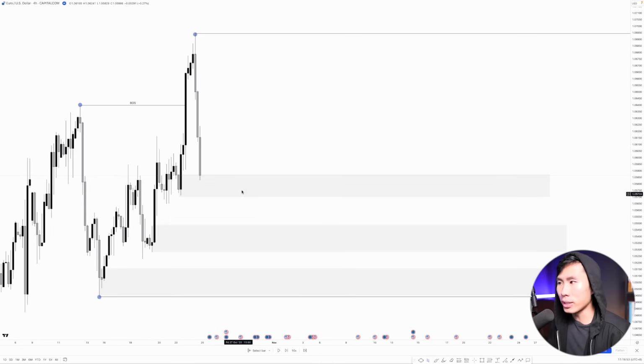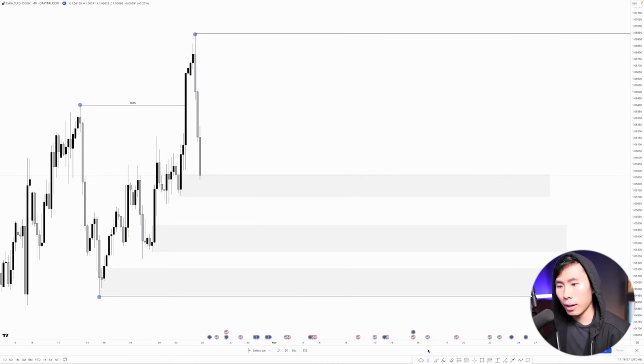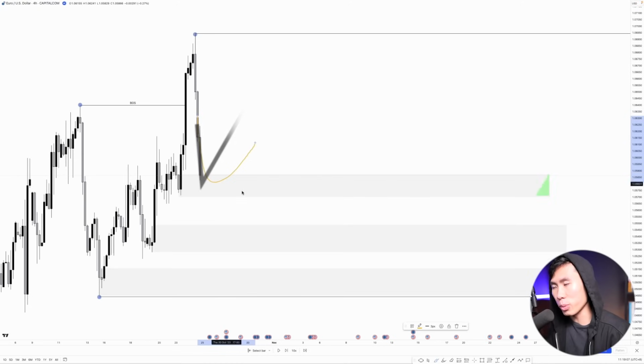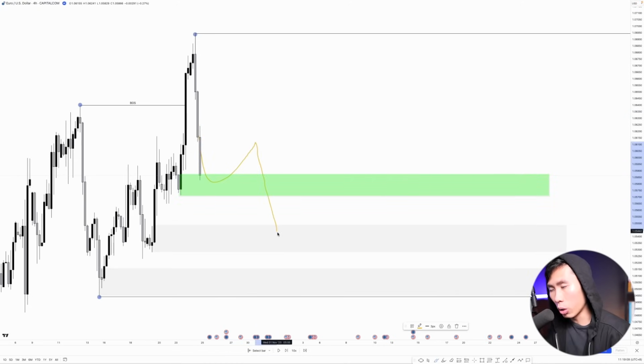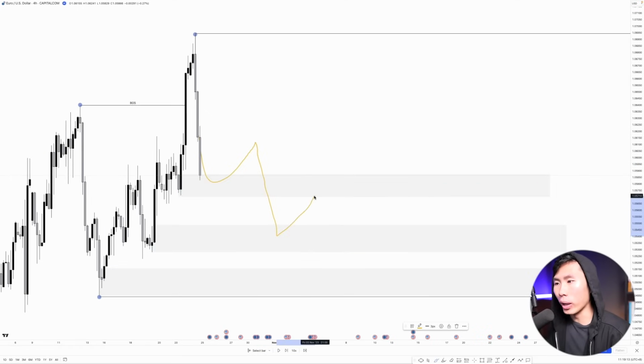Boom! That is when price came into this nearest demand zone. So at this point, like I said, this is where you want to drop down to the 15-minute time frame to look for your entry model. And if we don't get our entry model whatsoever, that means price is potentially just going to disrespect this demand zone and come down to the next demand zone, right? And then we just continue waiting until eventually we get our entry model.